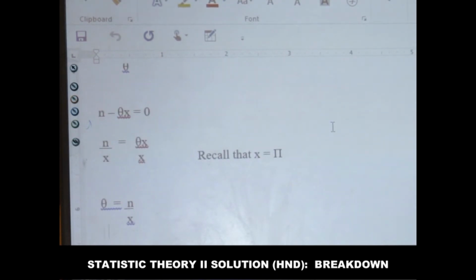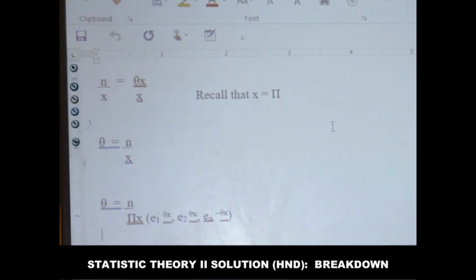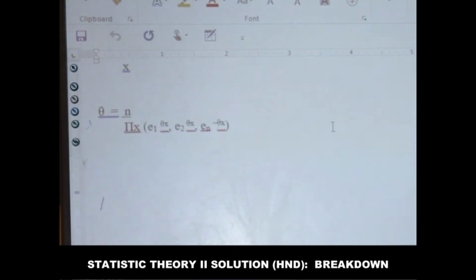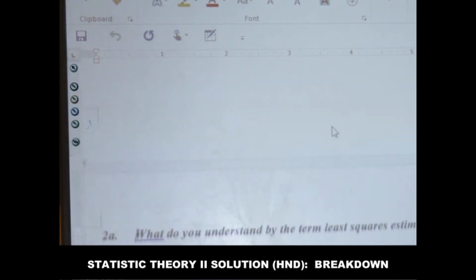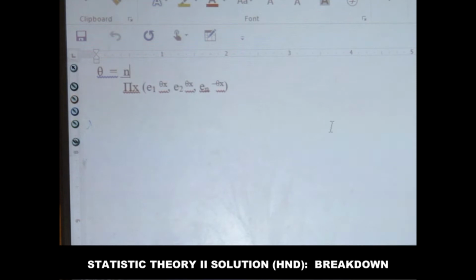We divide through by what? By x. And you have theta equals to what? n over x. Now, joining the likelihood function and the maximum likelihood function, you have theta equals n over sigma x into bracket e1 raised power theta x, e2 raised power theta x, to en raised power minus theta x.